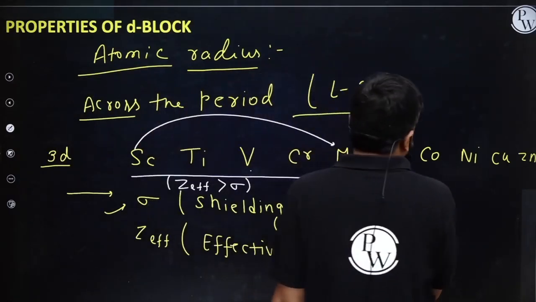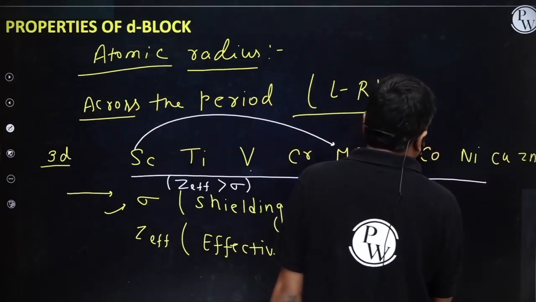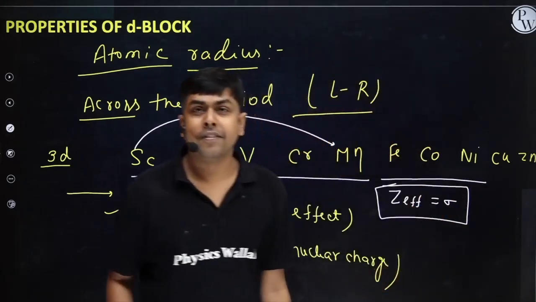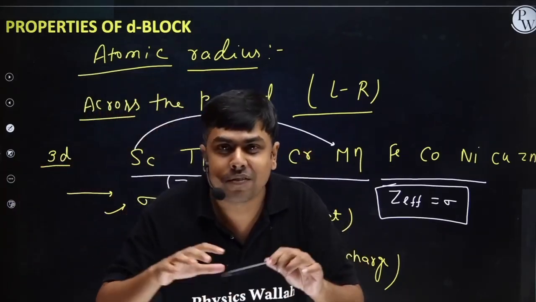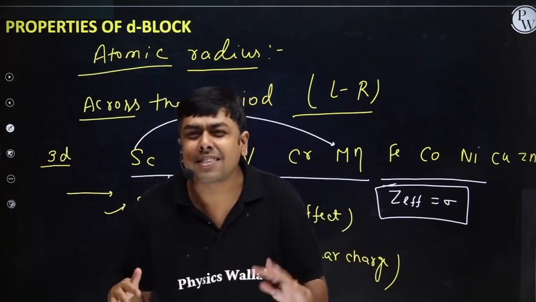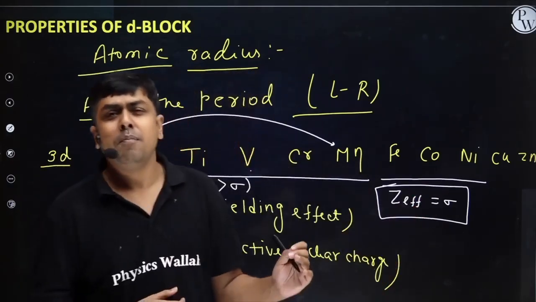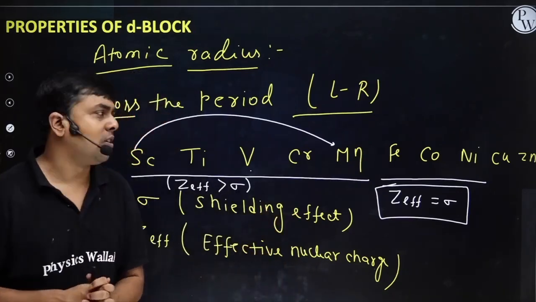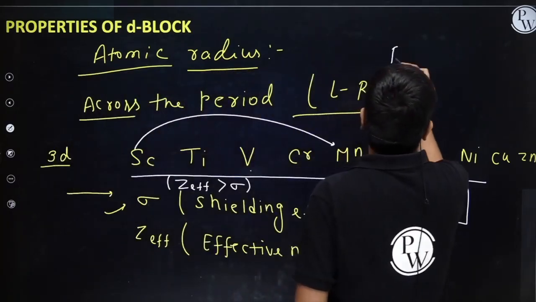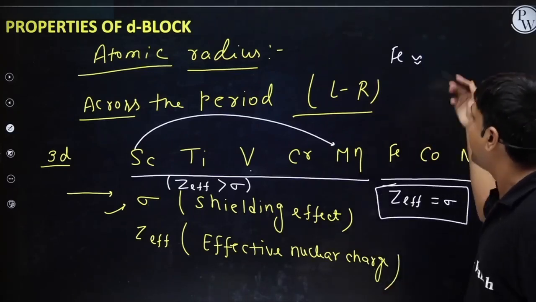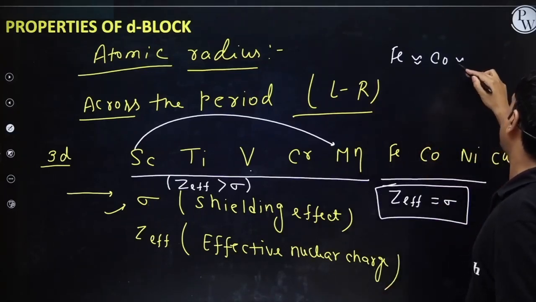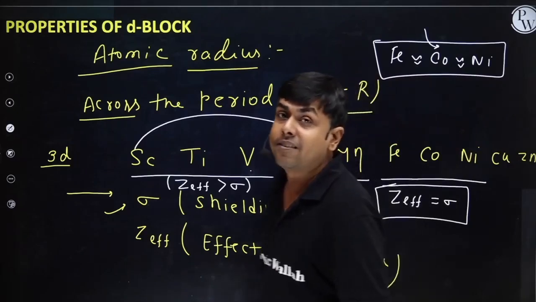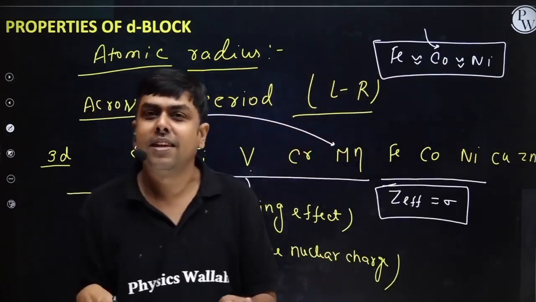Then from iron to nickel, Z effective and sigma are almost the same. And if repulsive force and attractive force are almost the same, can I say the size will almost remain the same, although there will be a slight increase, but we assume it to be constant. So we'll write atomic radii of iron is almost equal to cobalt, almost equal to nickel. Why is it so? Because here Z effective and sigma are counterbalancing each other.